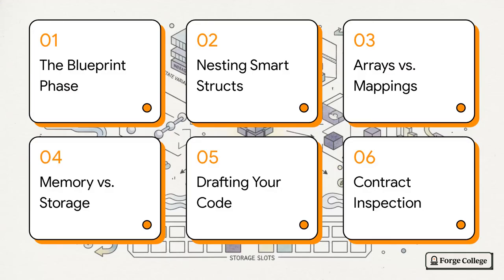Okay, here's our blueprint legend for this explainer. We're going to kick things off with the blueprint phase. Then we'll get into nesting smart structs, tackle the great debate of arrays versus mappings, break down memory versus storage, actually start drafting your code, and finally, make sure your contract is inspection ready. Let's get to it. Section 1.